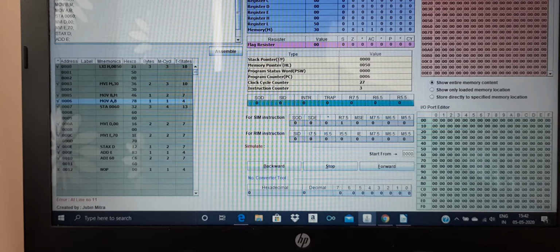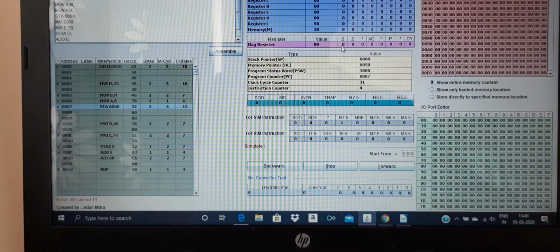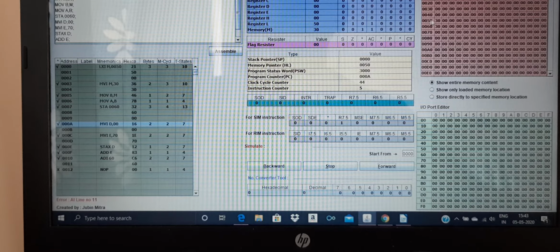MOV B comma M. So the contents of register B have become equal to 30 because the contents of memory were also equal to 30. Next instruction is MOV A comma B. When this instruction is executed, the contents of the accumulator also become equal to 30. Let us keep an eye on the flag register as well, because towards the end we will need it. Now STA 0060. As the instruction got executed, memory location 0060 got loaded with the contents of the accumulator. As the contents of the accumulator were 30, memory location 0060 also became equal to 30.